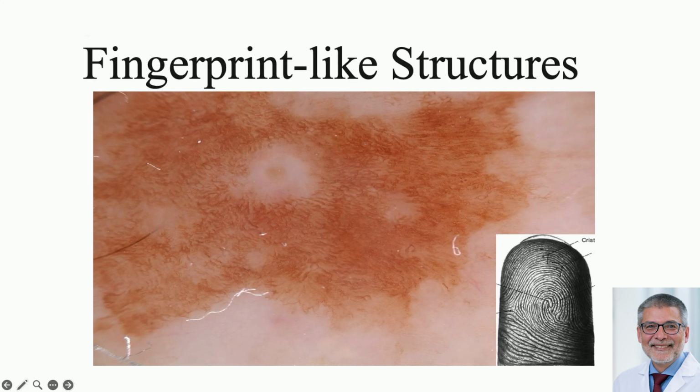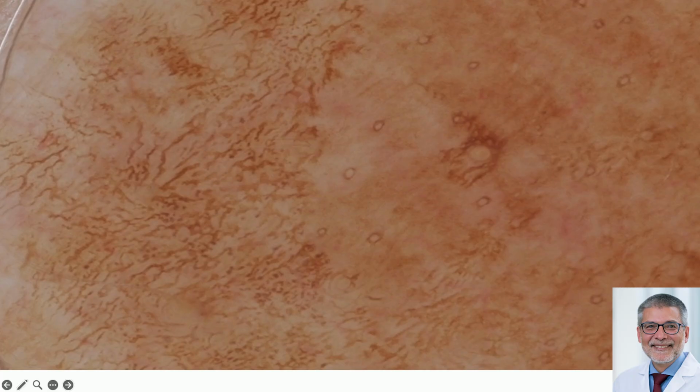It's not quite a network. These are lines that don't interconnect to create a grid-like pattern as I showed you in the nevi. And this is the earliest pattern that you see in a solar lentigo on its evolution towards a seborrheic keratosis. And yet another example of that same kind of pattern of an early solar lentigo on its evolution towards a seborrheic keratosis.